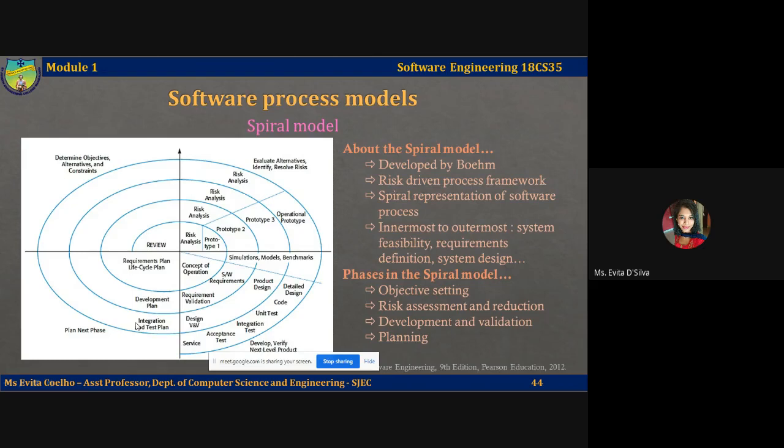Since risks lead to software changes and could lead to project problems such as schedule and cost overrun, risk minimization after identification is very important for project management.